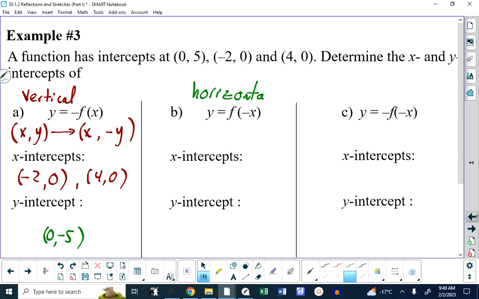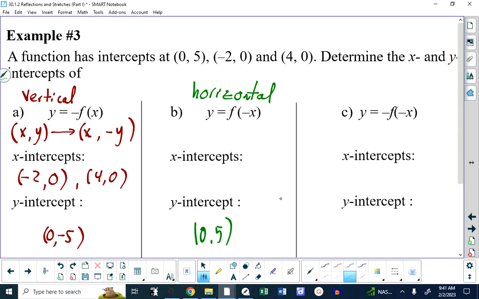Now, I'm going to do this one a little bit differently, not because it's horizontal. I just want to show you a different way to do it. I'm not going to plot the points on the graph, but I'm going to recognize that this is a y-intercept. 0, 5 is a y-intercept. If I reflect a y-intercept 0, 5 horizontally, which is what we're talking about in B, it will not move because it's on the y-axis. It's on the line of reflection.